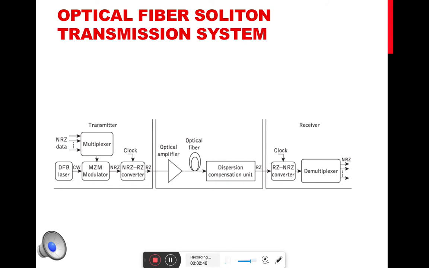The channel has optical amplifiers for compensating the losses, and the dispersion compensation unit is to compensate for the dispersion. We'll be learning about why we use the dispersion compensation unit. This is to avoid the GH effect. From there to the receiver, which is the exact opposite of the transmitter, we convert the signal back to non-return to zero format with the help of the clock signal. The clock signals at the transmitter side and the receiver side are synchronized, and then the signal is demultiplexed, and we get the signal out. So this is how an optical fiber soliton transmission takes place.